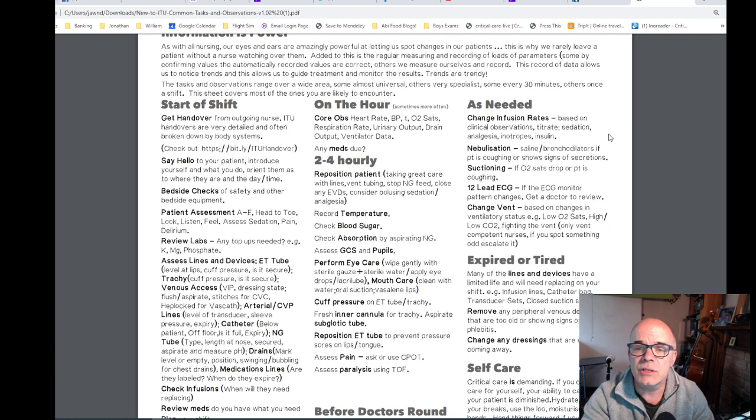So as needed, as she says, we're going to be changing the infusions. We're going to be changing the infusion rates. Now, the common infusions, and I spoke about this in a previous video I made. Let's talk about the common infusions you're going to be seeing. So this is the bank of syringe drivers next to the patient.